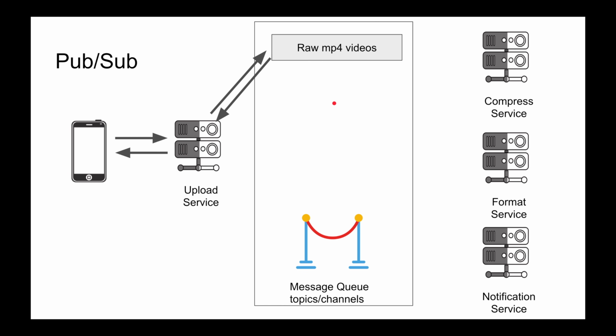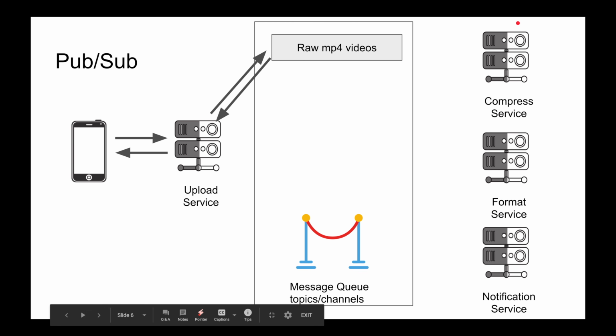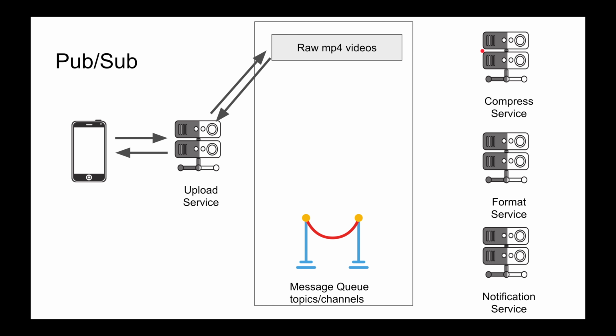Now, how do people consume it? These guys would have been subscribed already to a topic that already exists. I just hide it. I did some animation. But compressed service in this case is subscribing to this topic. Now, we're going to talk in details like how this is actually done. What does it mean to subscribe, right? It's a very weird, abstract word, right?